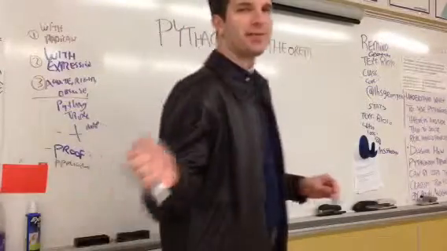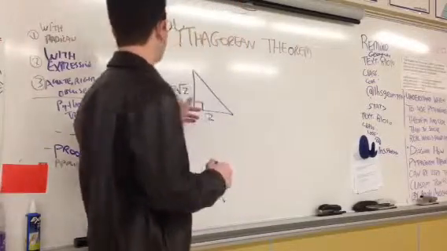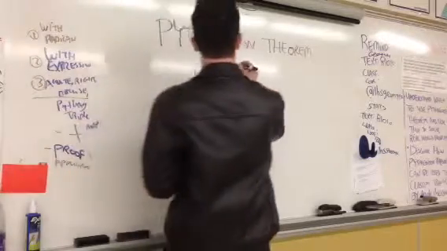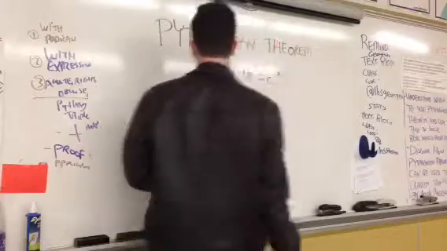Hey, this is Mr. Preston, Pythagorean Theorem Part 2. Now what do we do when one of our sides contains a radical? Pythagorean Theorem tells us a squared plus b squared equals c squared.